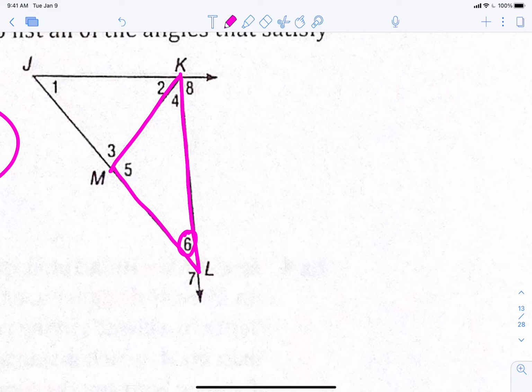Now, what angles are exterior to angle 6, or to that triangle? We have exterior angle 7, right? We have exterior angles... hold on, 3 is an exterior angle.